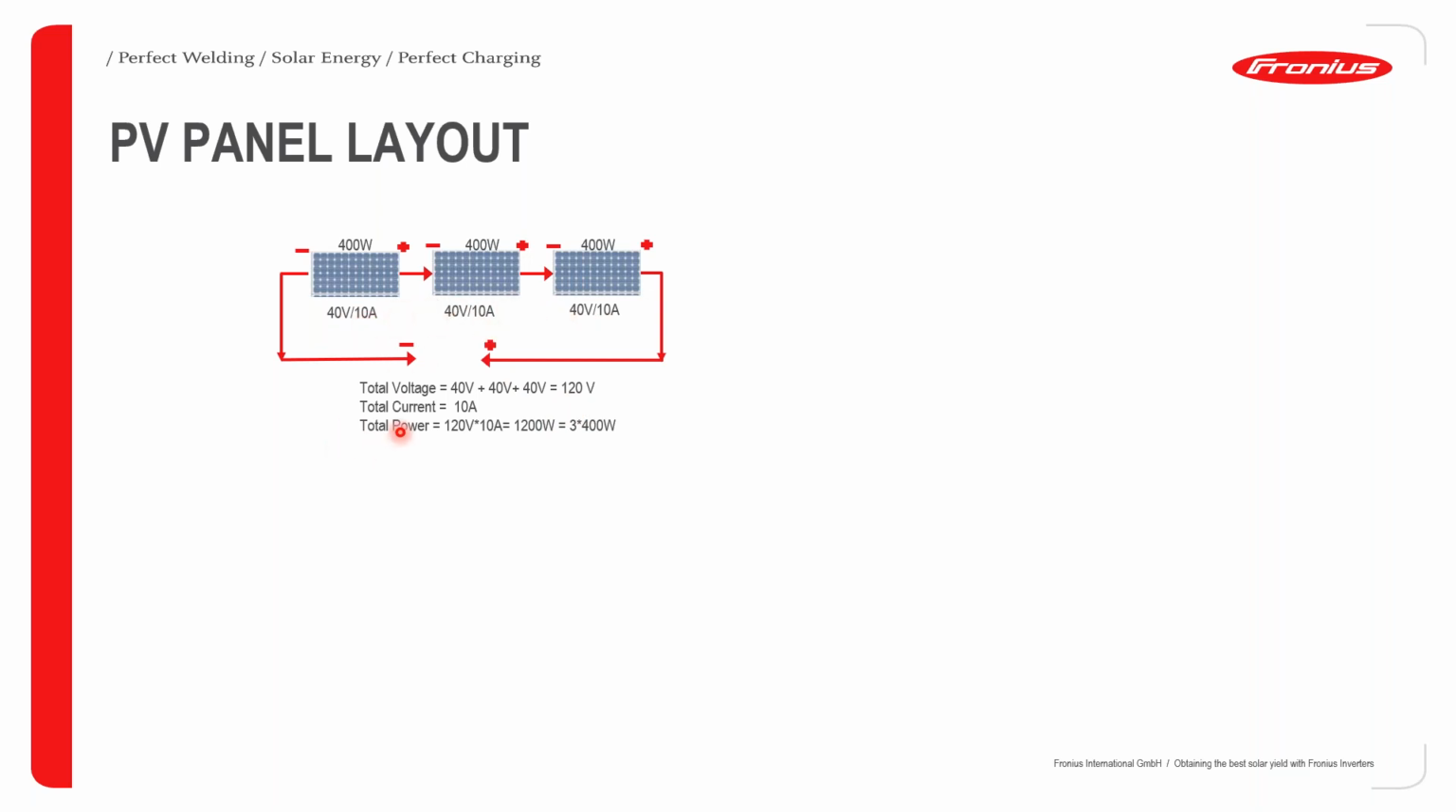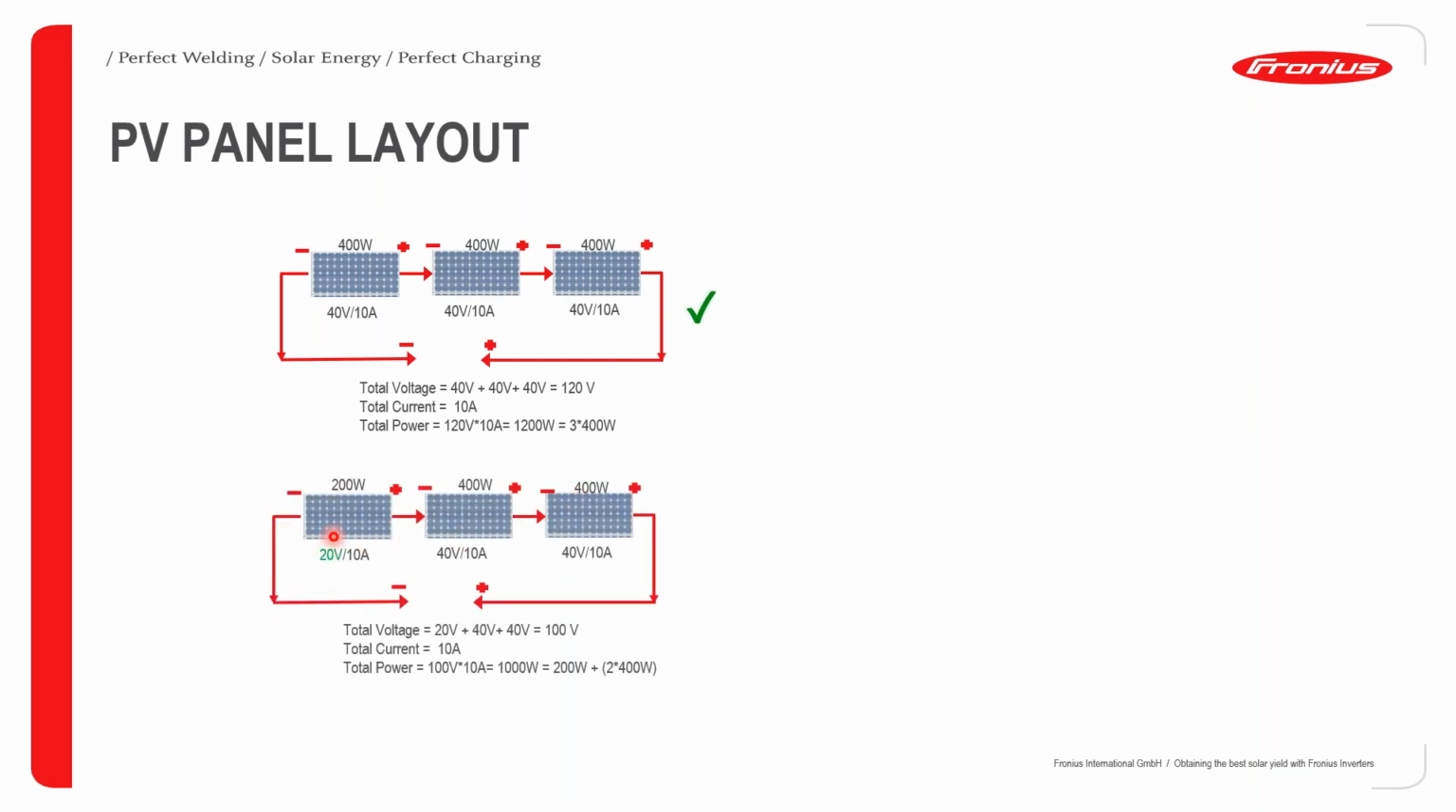And then for the current, the same current that passes through the first panel also passes through the others. So the total current is just the same as the current that passes through each panel, which is 10 amps. The total power is equal to the total voltage multiplied by the total current. That gives us 120 times 10, which is 1,200 watts, basically 3 times 400 watts. So this design is good.